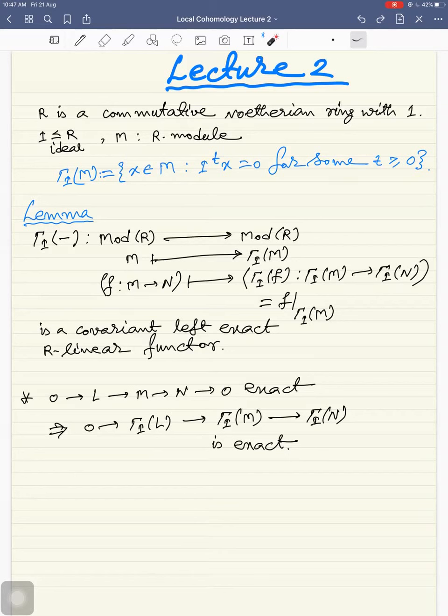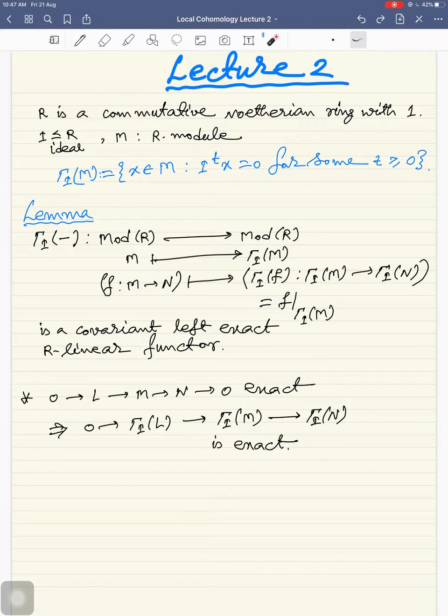Now, in the last class we have proved that this I-torsion part we can consider as a functor, because we can assign each module to its I-torsion part, and also we can assign each morphism f to the restriction map of f on gamma I of M.